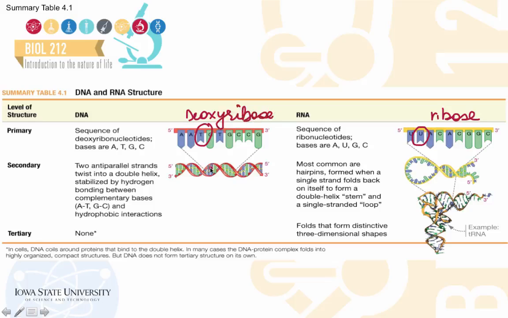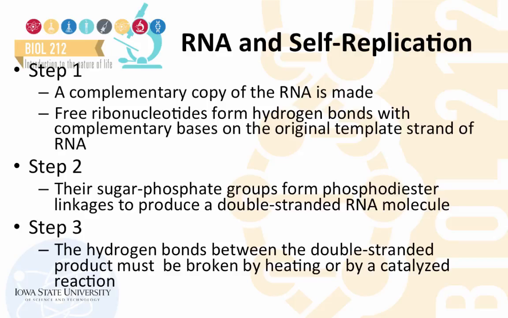The secondary structure of DNA consists of 2 strands wound in a DNA double helix, whereas the secondary structure of RNA is the same strand that loops around to fold upon itself. At the tertiary level, DNA doesn't have a tertiary structure, but RNA can fold to form distinctive 3-dimensional shapes, as can be seen in this tRNA molecule. RNA can also self-replicate. This process is slightly different from DNA replication.